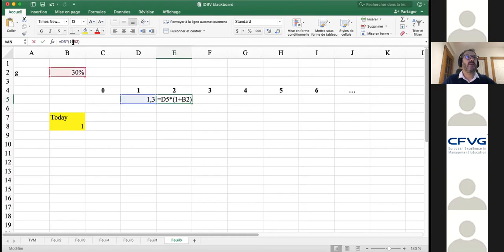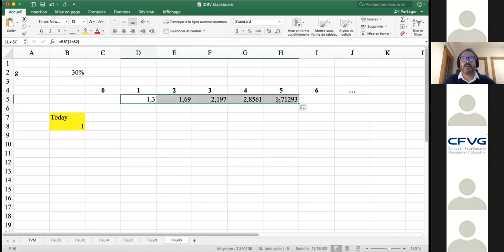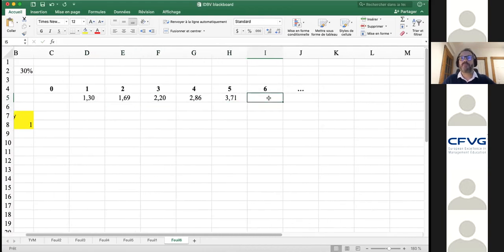So let me put some dollar signs here so I can drag my formula during 5 years, right? And then Prof, if I announce today, does it mean year 0 is equal 1?